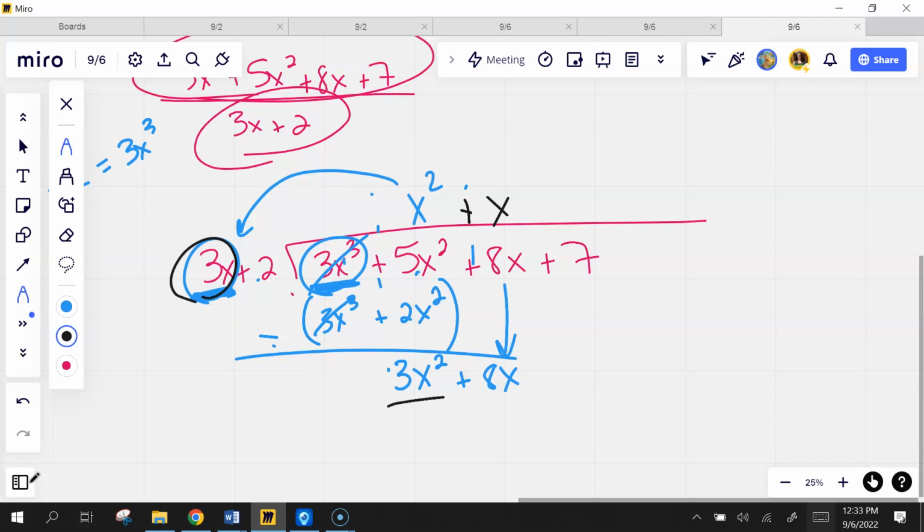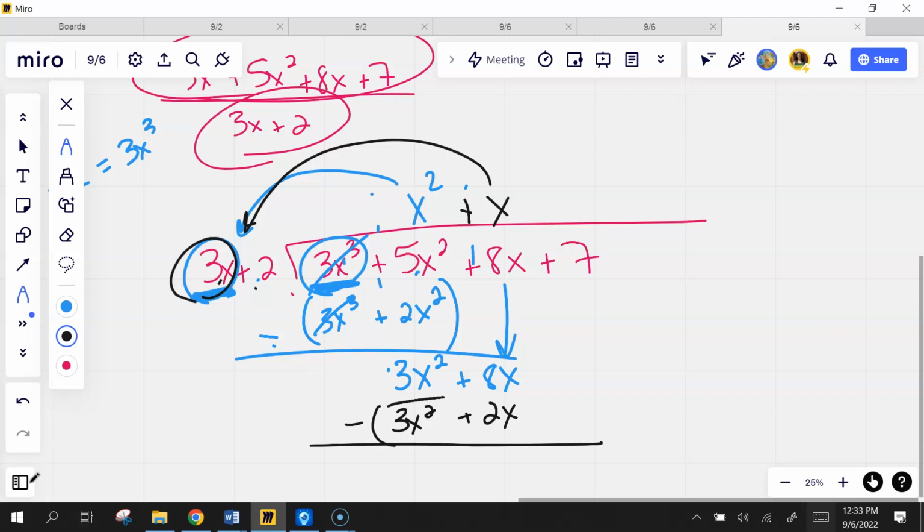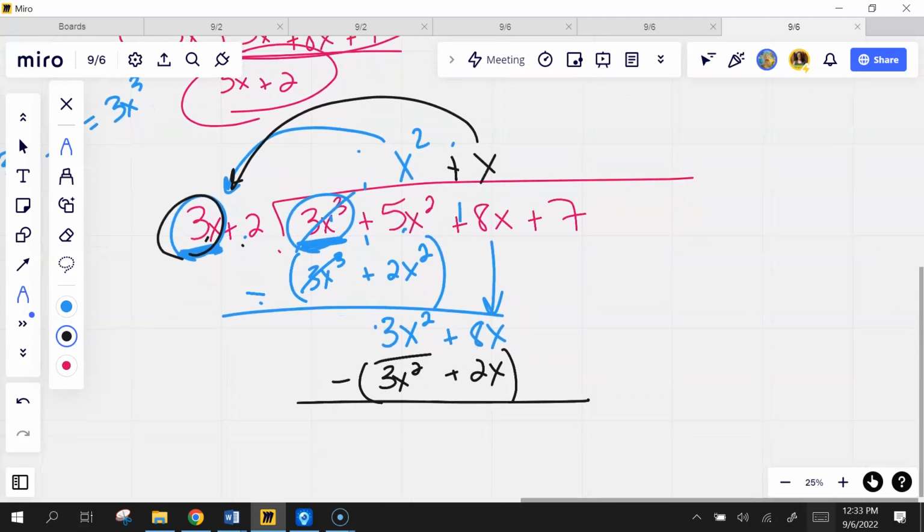Okay, and now multiply around. x times 3x and x times 2. And again, I subtract. So I'm constantly doing the same thing over and over. 3x squared minus 3x squared. 8x minus 2x is 6x.